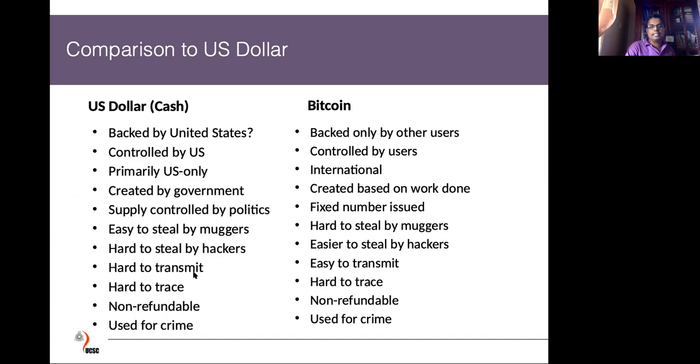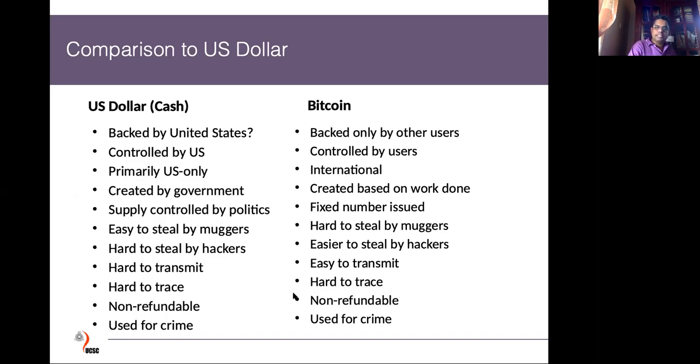With hard currency, it's very hard to transmit through the wire, but with Bitcoin, it's easy to transmit over the wire. Both currencies provide anonymity to some extent, so they are hard to trace. And when you pay with hard currency or cryptocurrency, it's non-refundable. We cannot give the money and tell them to give it back. We cannot get it back. It's gone.